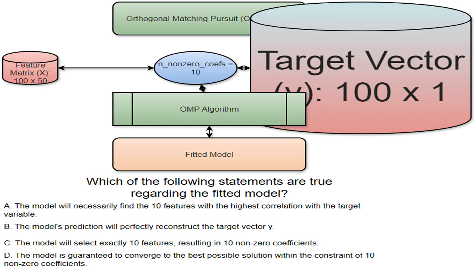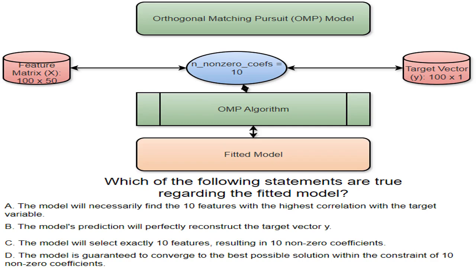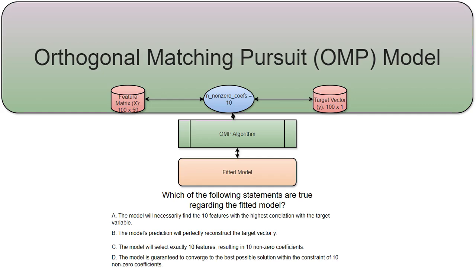This model uses only the selected 10 features to make predictions. This describes our data. We have 100 samples, and each sample has 50 features that might be helpful in making a prediction. This is what we're trying to predict. For each of the 100 samples, we have a single target value. The OMP algorithm uses the feature matrix, X, to predict this target vector, Y.